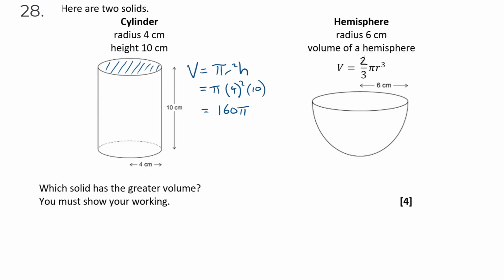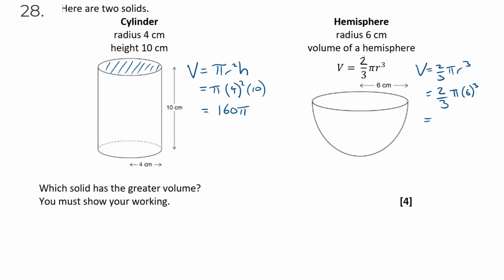So switching over to the volume of the hemisphere, the volume of this is 2/3 pi r cubed, and we know that r is 6, so it's 2/3 of pi times 6 cubed. Do you know what 6 cubed is? You should. You should know all your cubes. Well, certainly the first 10 comes in really handy. So 6 cubed is 216.